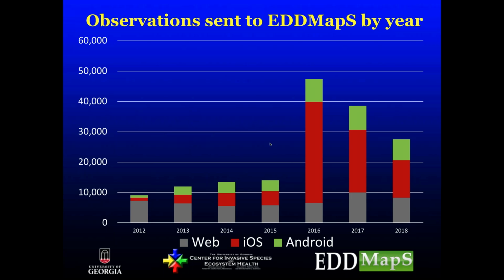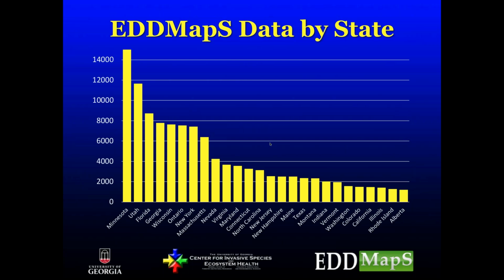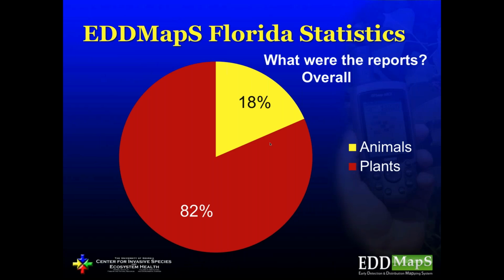But if you go back looking at 12 through 15, and even where we are so far in 18, you see that definitely the amount of data coming from the smartphone, from either the iPhone or Android, is really eclipsing what we're getting from the web. Minnesota is most definitely the state where the most data is coming into EDDMapS right now. And that somewhat goes back to that project in 2016, but we're also seeing the states that really have these strong active programs and have adopted EDDMapS as their state database, putting a lot of data into it, with Utah and Florida being two primary ones.